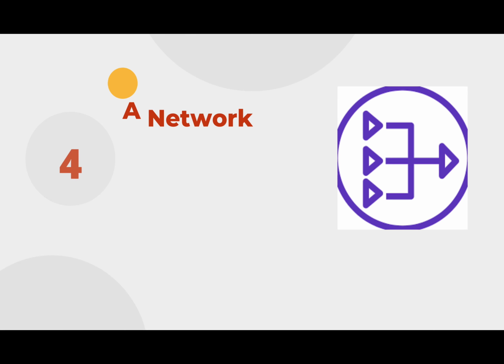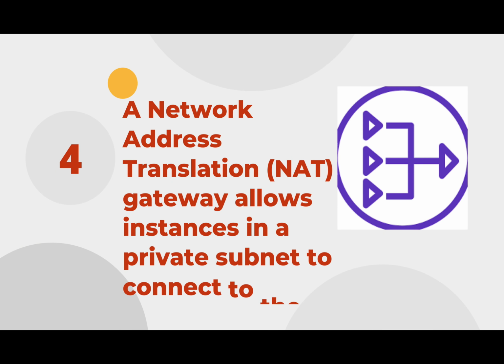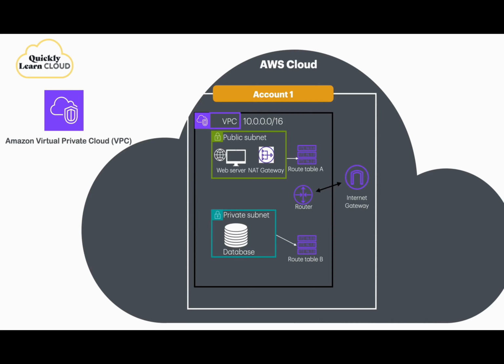4. NAT Gateway. A network address translation NAT Gateway allows instances in a private subnet to connect to the Internet or other AWS services, while preventing the Internet from initiating a connection with those instances. AWS recommends using NAT gateways over NAT instances due to their managed, scalable nature.